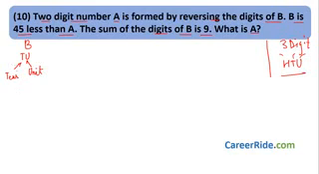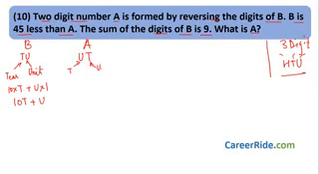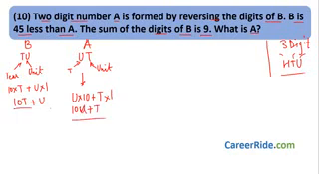So how can this TU be written? 10 into T plus U into 1. So 10T plus U. And A is found by reversing the digits, so it would be U and T. This would become the tens place now and this would become the units place now. How is A written? It would be U into 10 plus T into 1, that is nothing but 10U plus T. This is A, this is B.